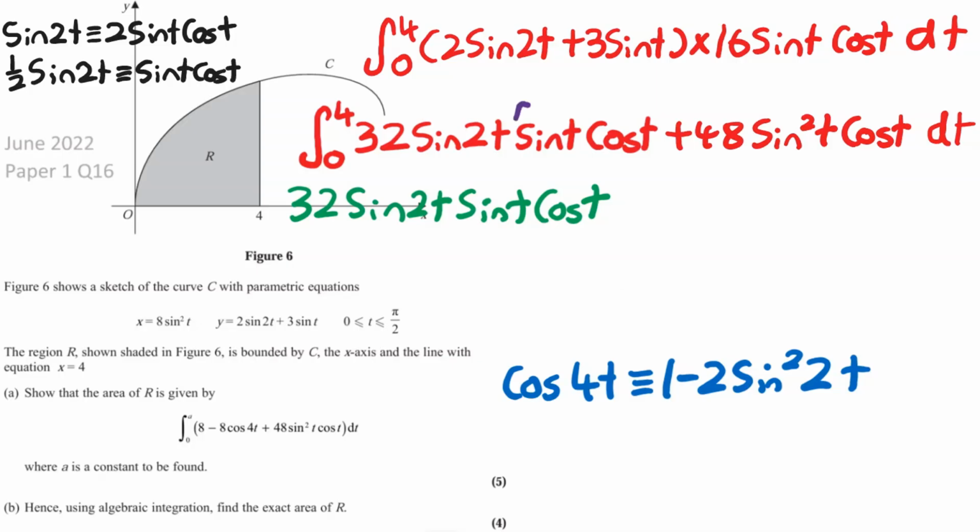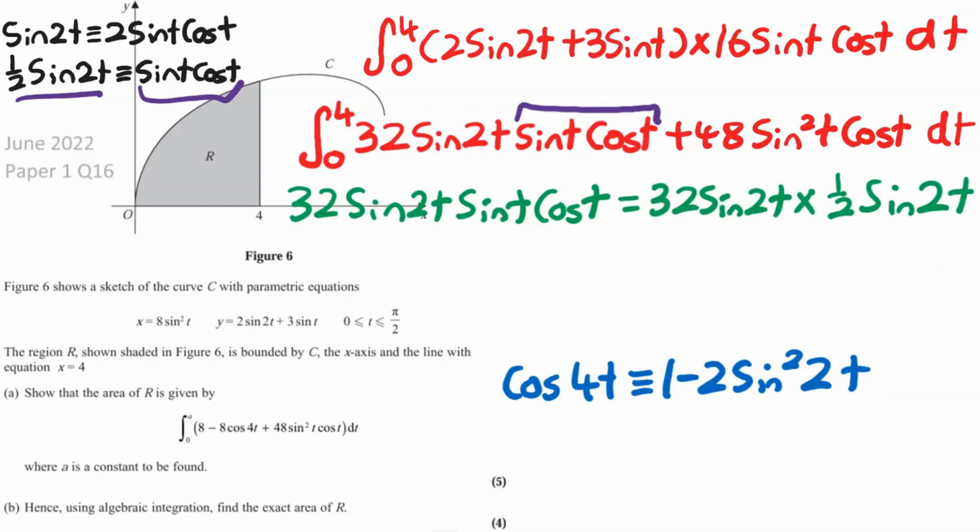So we can sub out this sin t cos t here for this half sin 2t. That's what I've done here. So it's become this 32 sin 2t multiplied by half sin 2t. And we can simplify this because 32 times a half is 16, and sin 2t multiplied by sin 2t is sin squared 2t, like this here. So we have this term here.